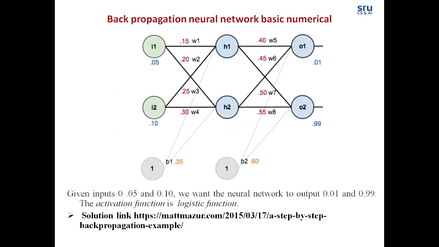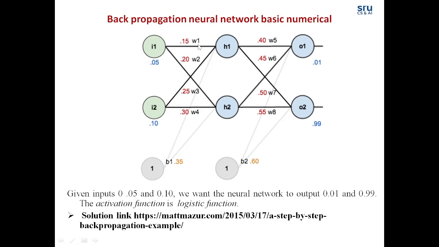Now here, for backpropagation, one can practice simple numericals. Here we have inputs given as 0.05 and 0.10, and a bias value of 1.